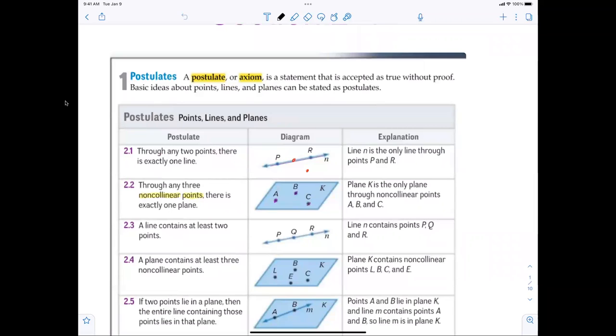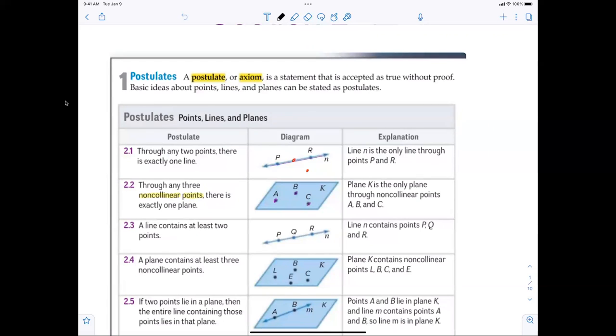If you're thinking about math, but I can't help that. This is called Euclidean geometry. When you go to college, you will take non-Euclidean geometry, which is completely different. But here we just have to accept some things as true.